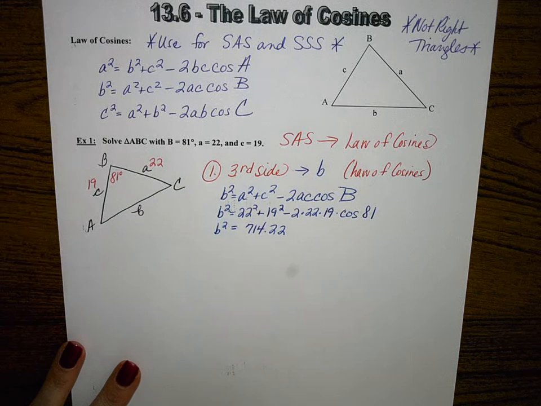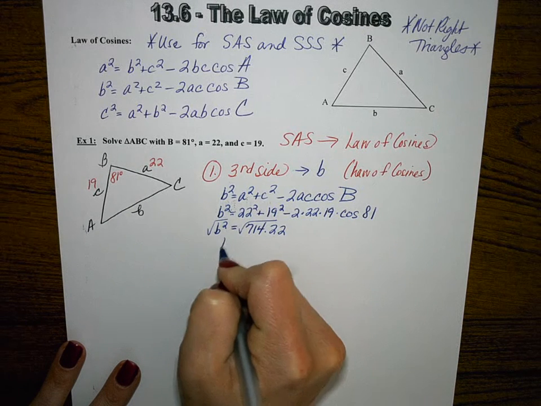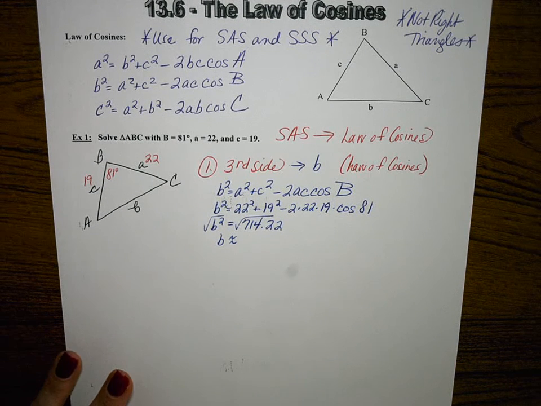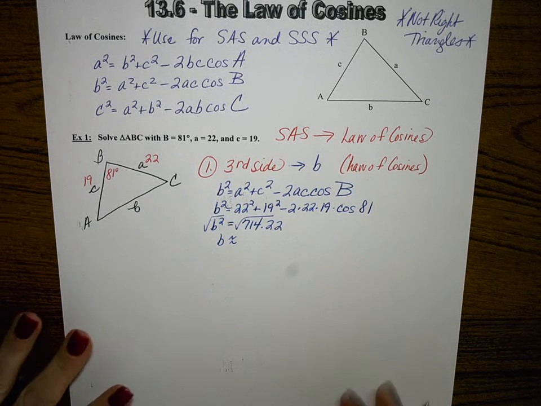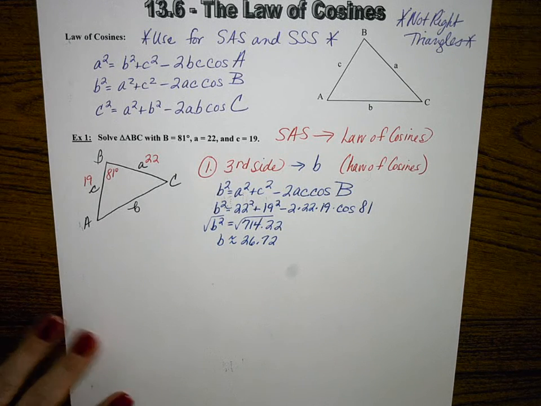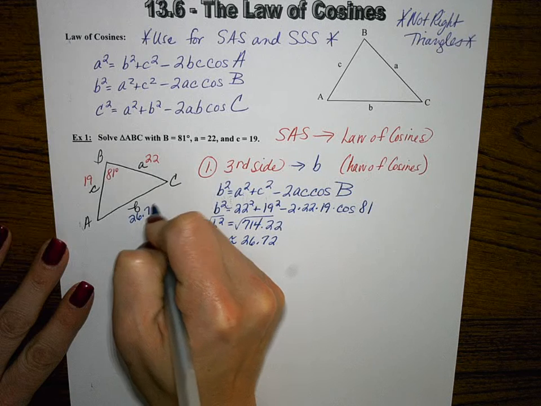So what do I do to get b? I'm going to square root both sides. Okay, so b is approximately equal to what? Now I realize when I square root both sides I have to do plus or minus, but obviously I'm only going to take the positive one because I'm talking about a side. Mr. Kraft? 26.72. Fair enough? All right, so little b is about 26.72.